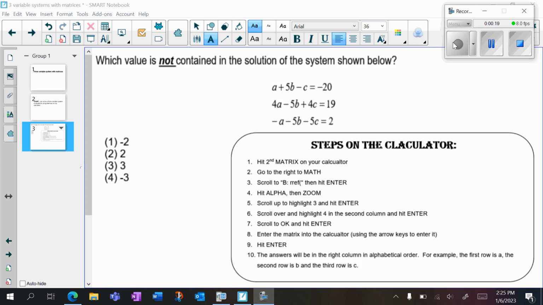Which value is not contained in the solution of the system shown below? a plus 5b minus c is equal to negative 20, 4a minus 5b plus 4c is equal to 19, negative a minus 5b minus 5c is equal to 2. Now, instead of solving for each variable algebraically, we can do this all on our graphing calculator. So let's take out our graphing calculator and I will take you through the steps.